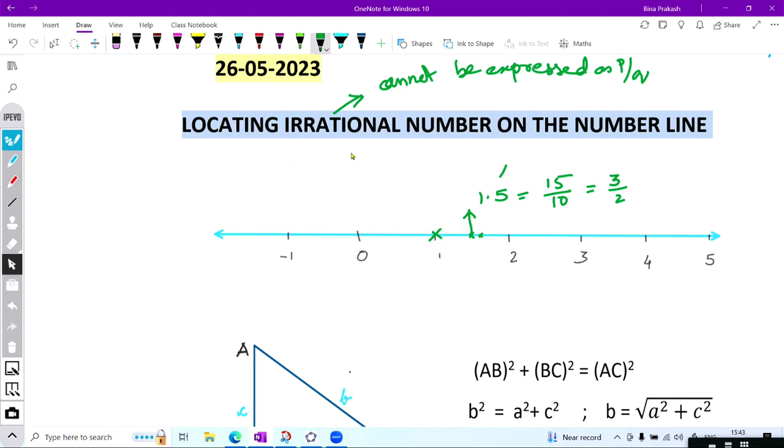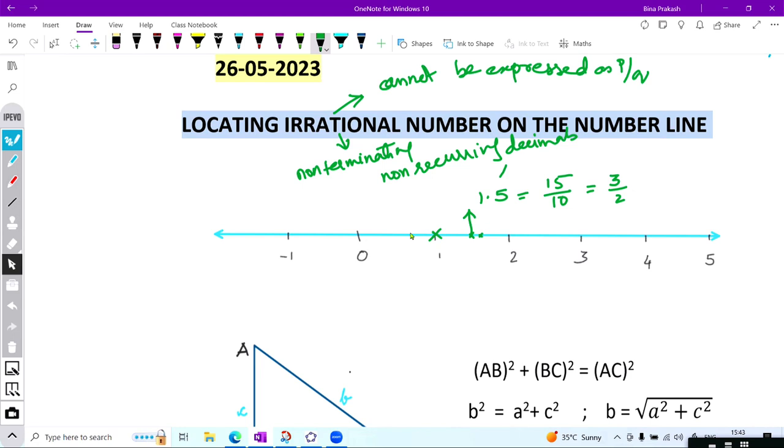Now, suppose you have it as a decimal number. In that case, the decimal representation is non-terminating, non-recurring. Non-recurring means it does not repeat after decimals. These types of numbers are known as irrational. So we are in trouble as to how to mark such points, because what we are used to is marking a point which can be expressed in one or two places of decimals. So they become rational numbers.